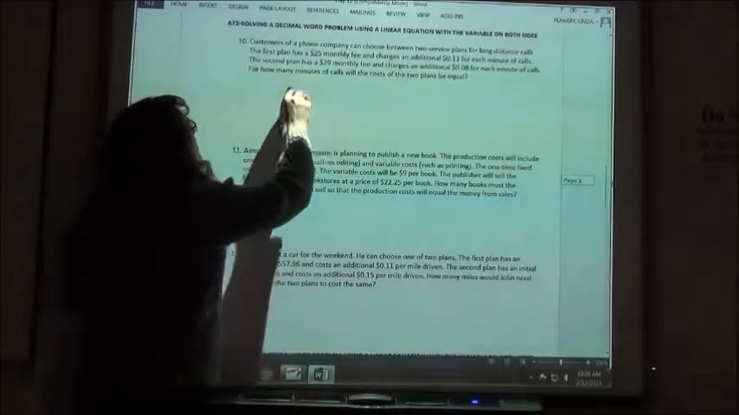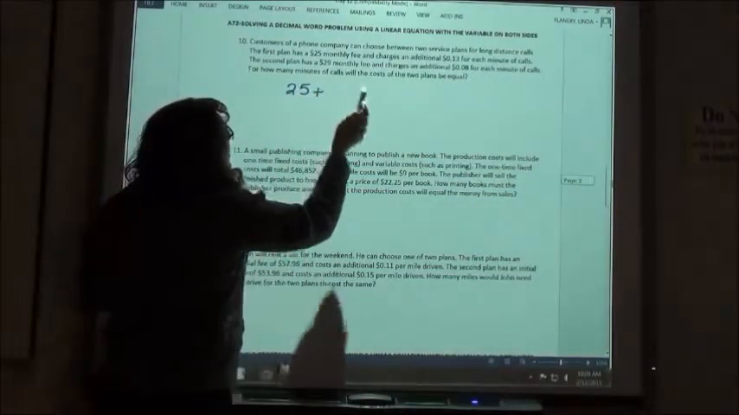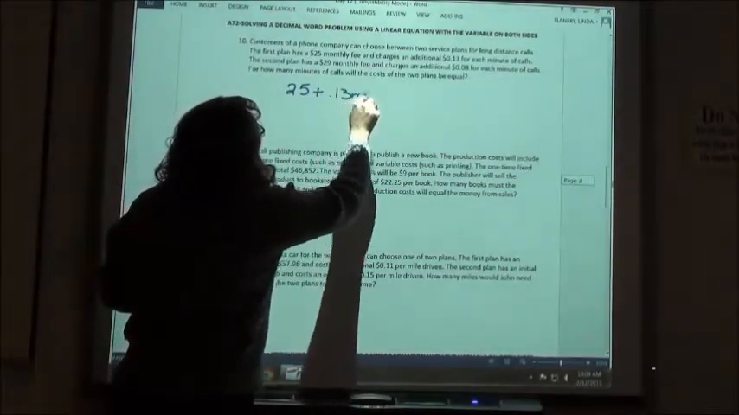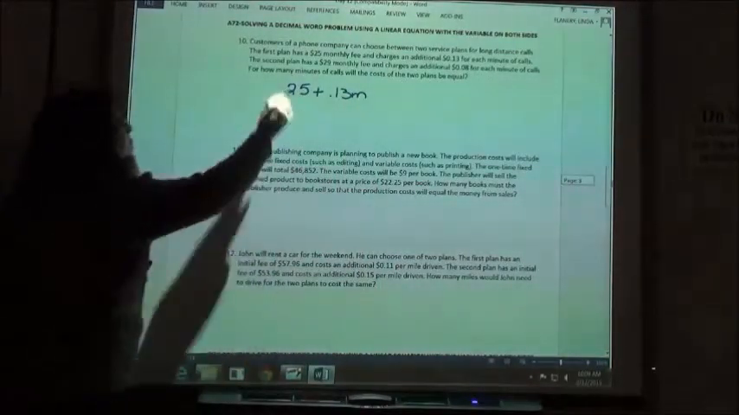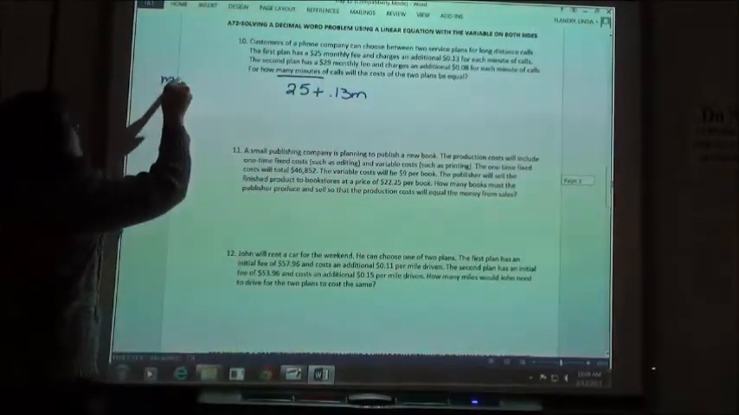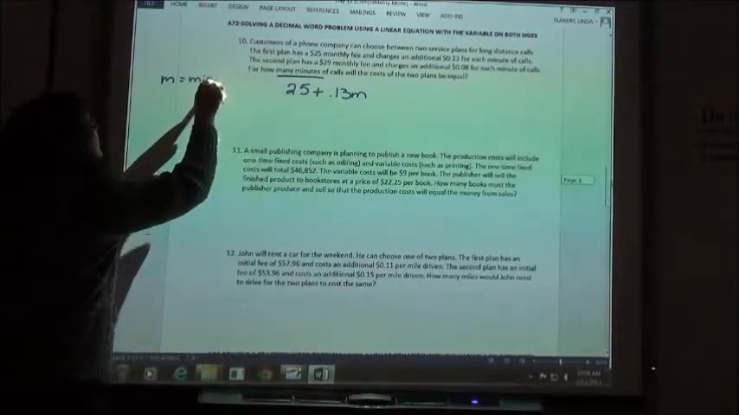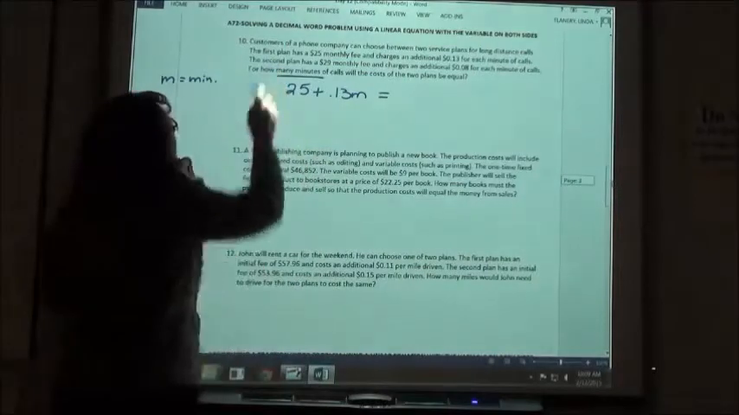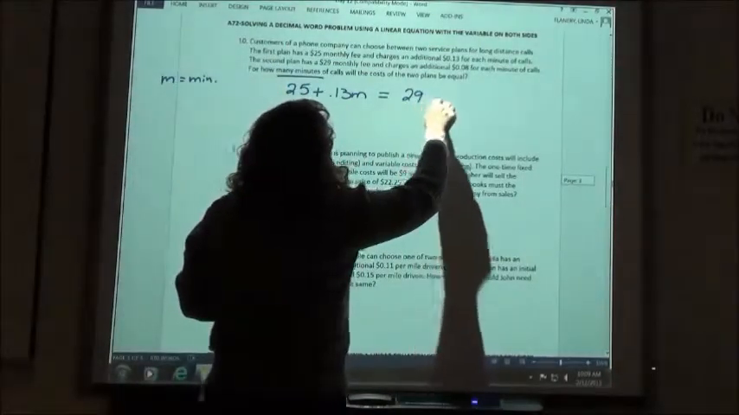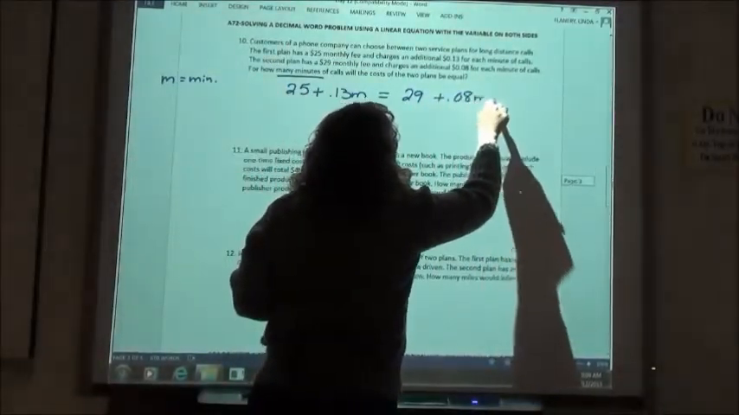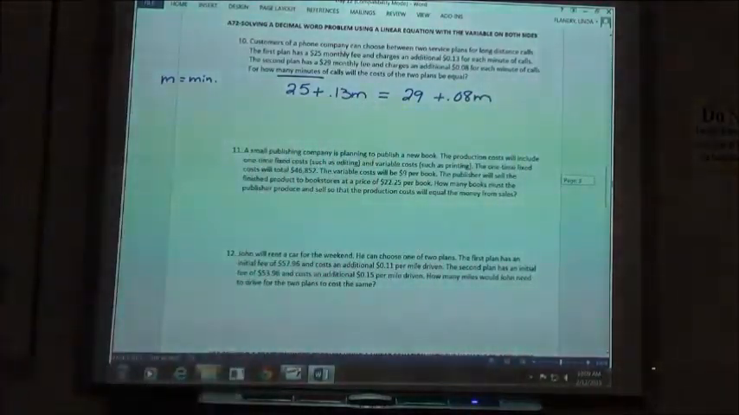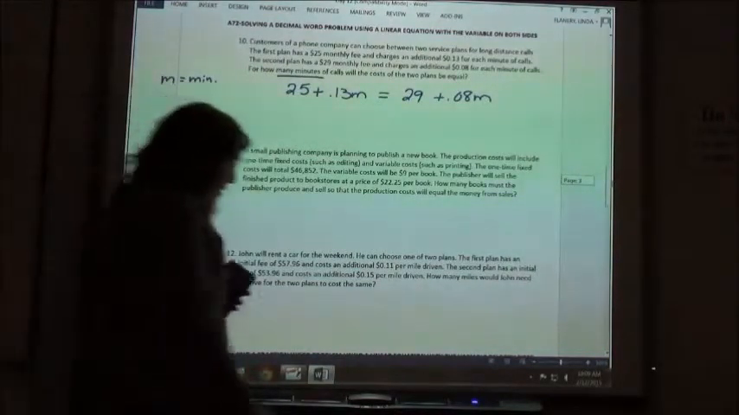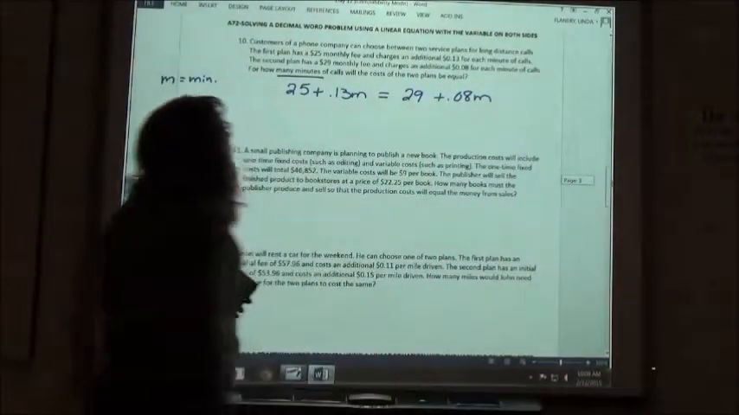So the first plan, $25 fee plus 13 cents for each minute of calls. Again, we're looking for how many minutes. I probably should have written down that I was going to use M for my variable. We want our two plans to be equal. Second plan, $29 and an additional 8 cents for each minute of calls. So 25 plus 13 cents times M equals 29 plus 8 cents times M. We want to solve this for M.